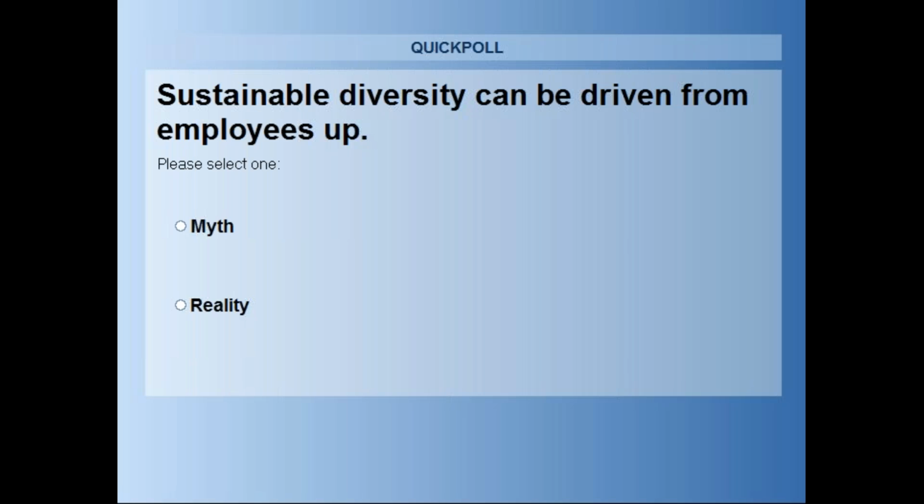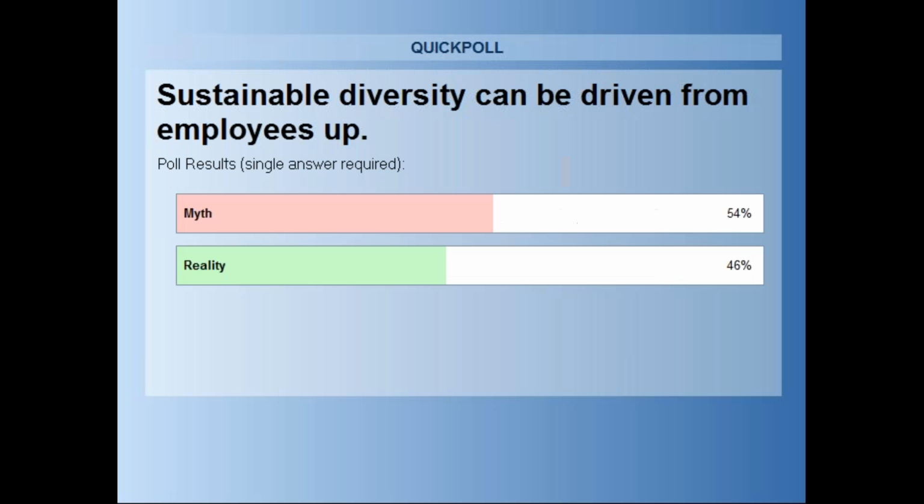Here's an interesting one. We'll do it really quickly. Sustainable diversity can be driven from employees up. What would you say to that? We'll wait till it closes. Pretty close. It's actually a myth.